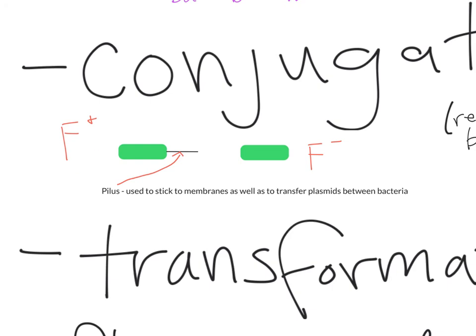And again, that's conjugation, different from transduction, where a virus passes on genetic material. F plus is how you denote that a bacteria is able to produce a pilus, that it has the gene for producing a pilus. F minus means that that bacteria is unable to produce a pilus.